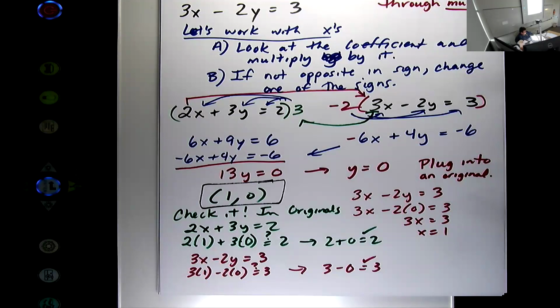So on a graph, that would be the point where they intersect. Could we also, in this instance, take 2x plus 3y equals 2, and minus 3y over and then divide that side by 2? That is called the substitution method. We'll do that in a little bit.